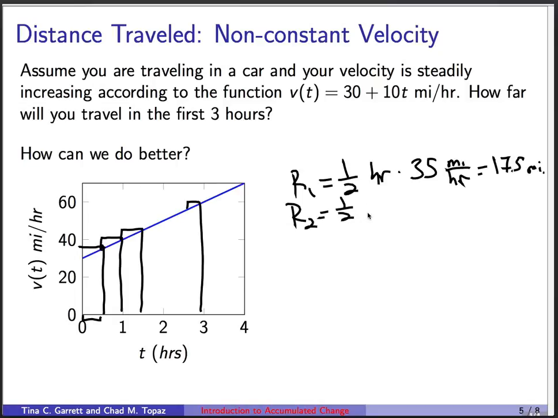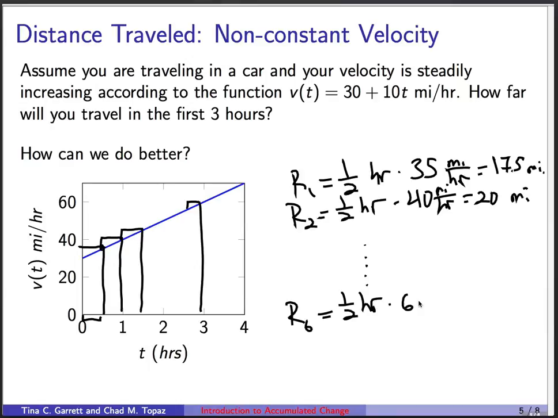It's 1/2 hour. If we want to know our velocity, then since we're talking about this rectangle here, we need the velocity at time equals 1. We plug in t equals 1, we see that it's 40 miles per hour. So what we get out of that is 20 miles, and so on. And we can do the last one. The sixth rectangle is going to be 1/2 hour times 60 miles per hour. And that's 30 miles.